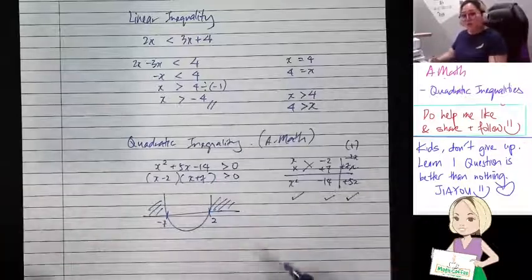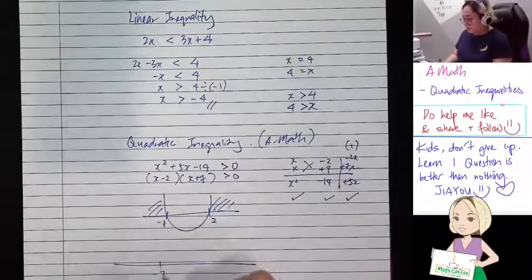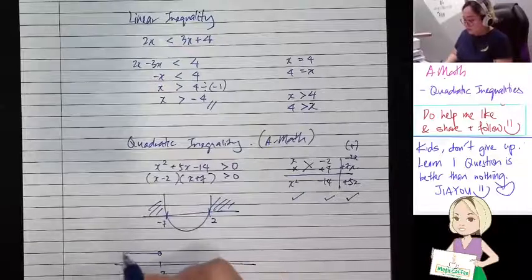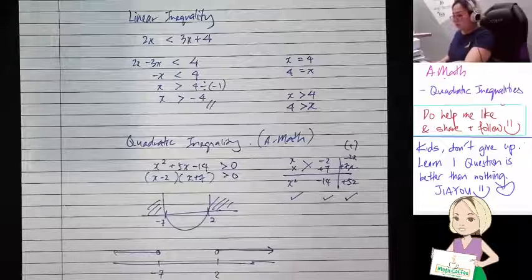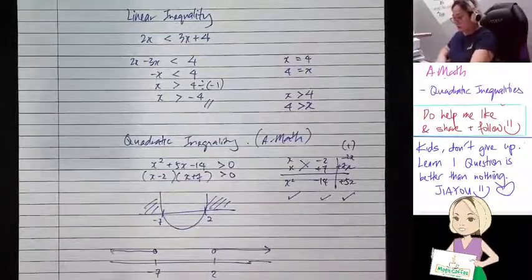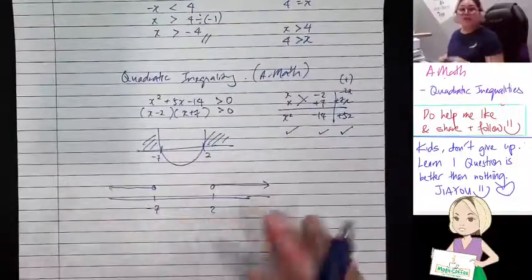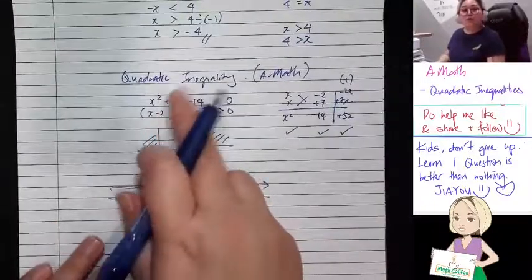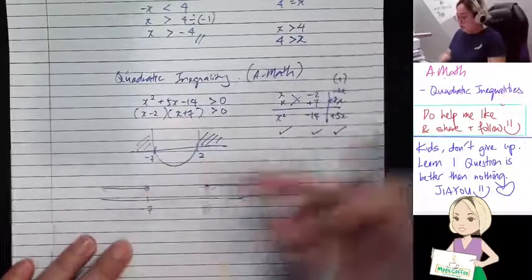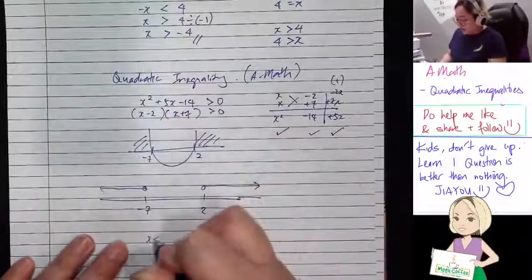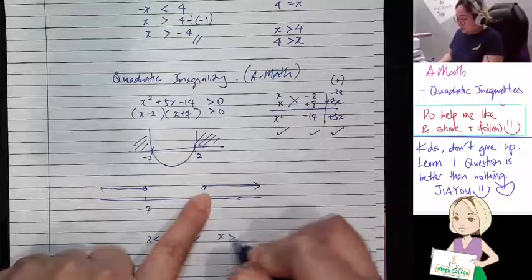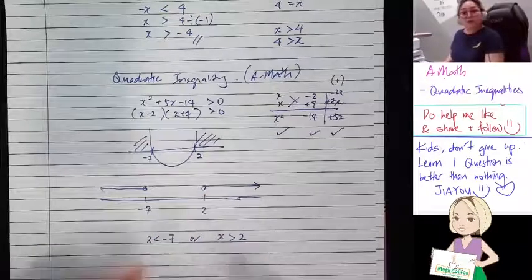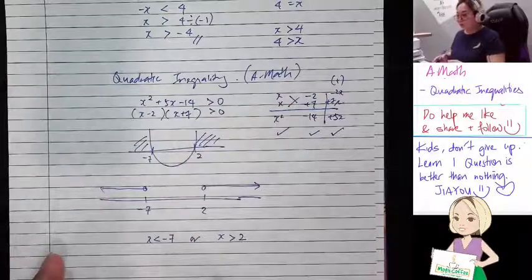If I draw the equivalent number line, it actually means this. Okay, wait, I need to erase this. Okay, it actually means this. So, to solve this quadratic inequality, it should be x is less than negative 7 or x is more than 2. So this is how you solve quadratic inequality, okay?